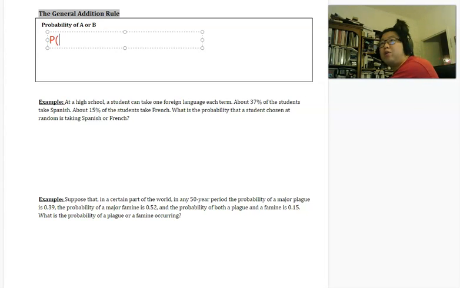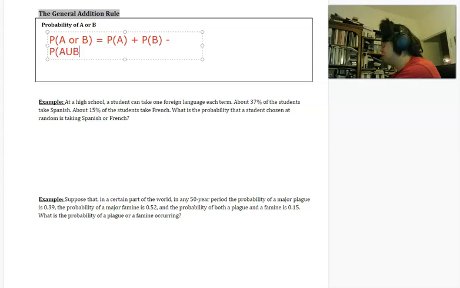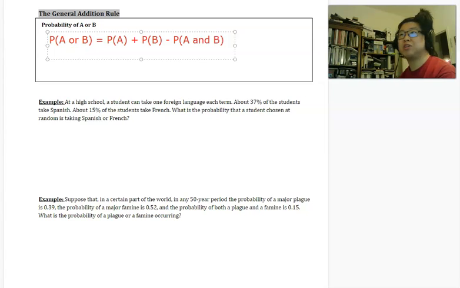If you want the probability of A or B, you've got two events, A and B, and you want to figure out the chance of one or the other happening, it is the probability of A plus the probability of B. But you need to subtract the intersection, the probability of A and B. I'm using a little bit of probability notation, which you'll see again if you take probability and stats.